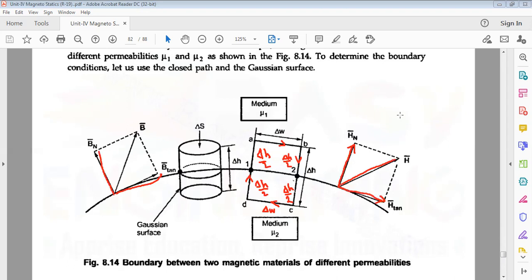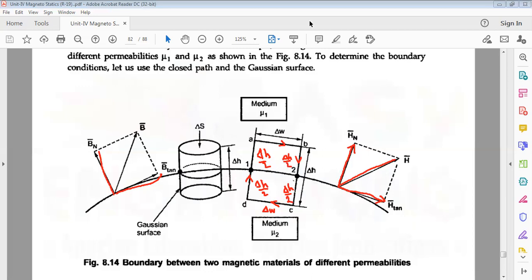In the electric field, we use the integral of E bar dot dl bar. Now here you can use H bar dot dl bar, which is Ampere's circuital law. And Gauss's law, B bar dot ds bar, is used to find the normal component, using a cylinder here. Half of the cylinder is in medium 1, mu 1, and half in medium 2, mu 2.